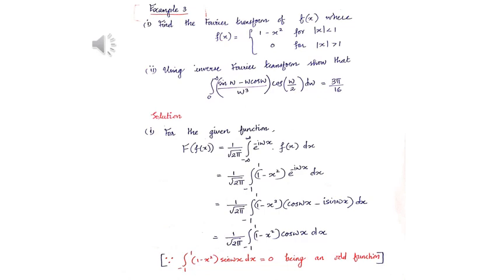Our example 3, find the Fourier transform of f of x where f of x is equal to 1 minus x square for modulus x less than 1 and 0 for modulus x greater than 1. Using inverse Fourier transform, we have to show that integral 0 to infinity sin omega minus omega cos omega divided by omega cube into cos omega by 2 the whole into d omega is equal to 3 pi by 60.